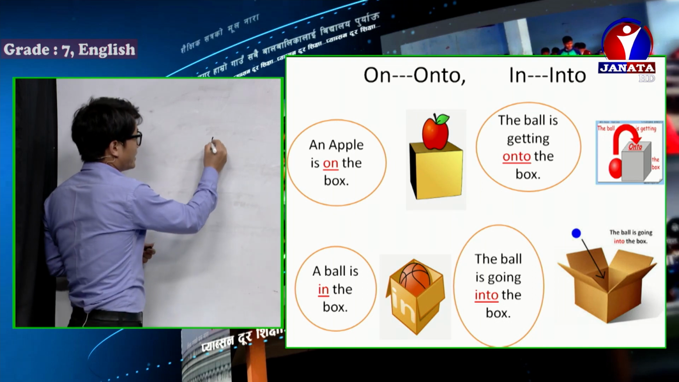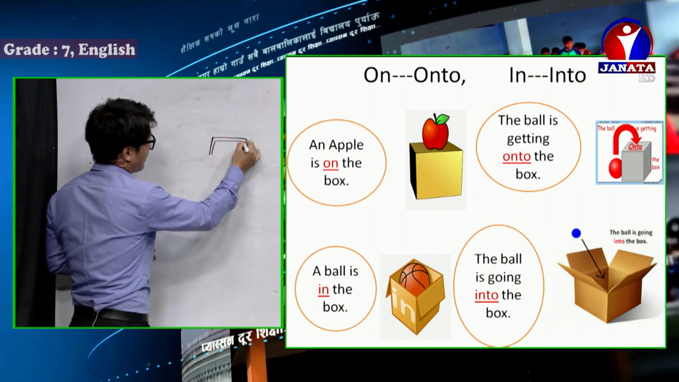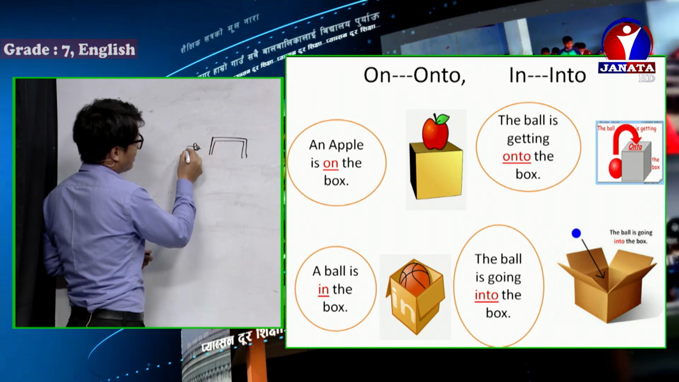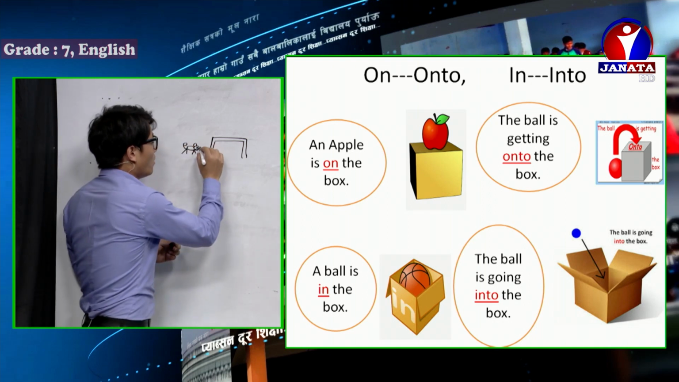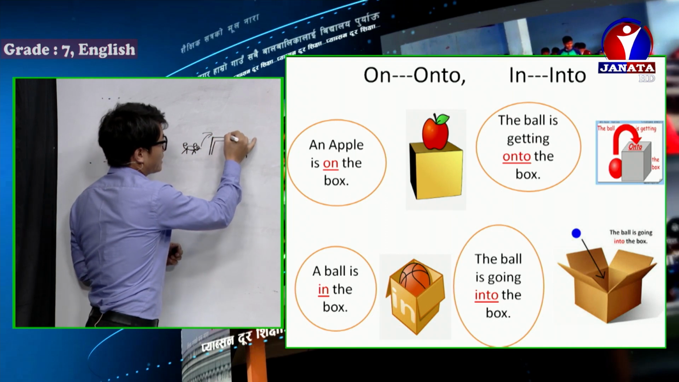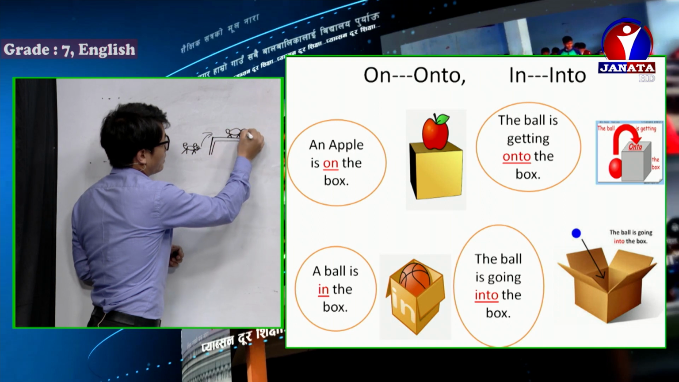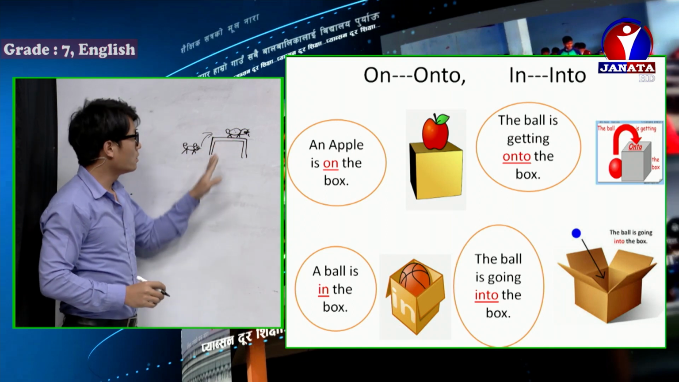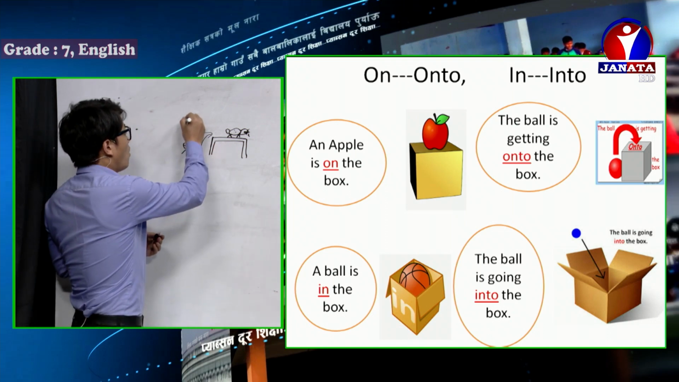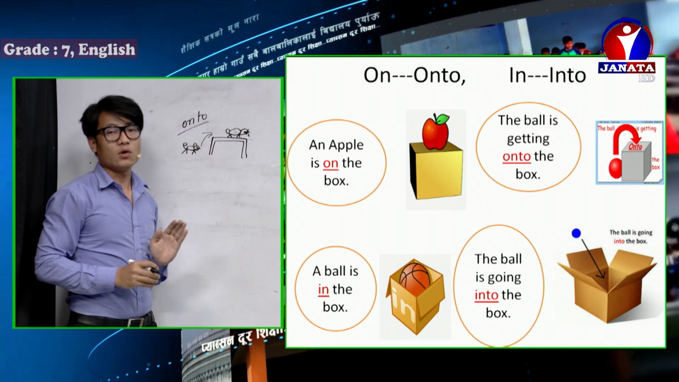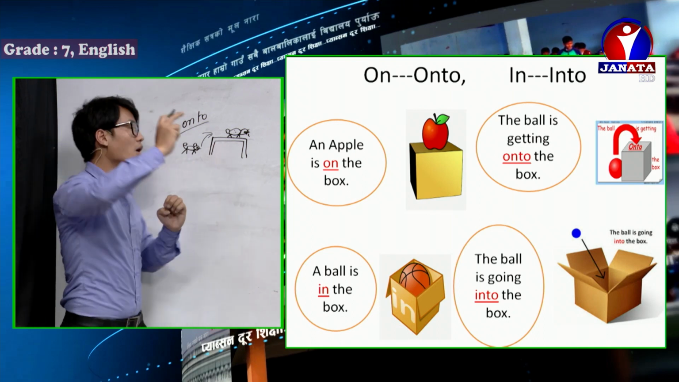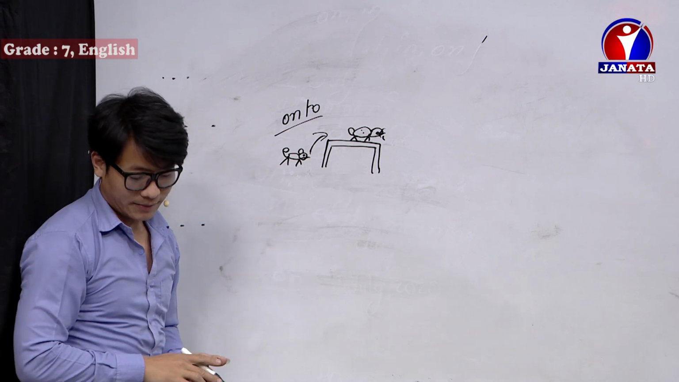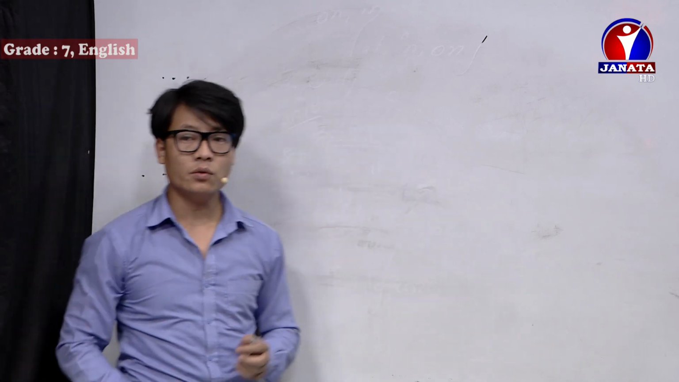Now let me give you an example here. This is a table. Let me draw the picture here. Table. This is a table. Okay? And here is a cat. And this cat wants to be on the top of this table. Okay, on the table. So this cat is going to jump to be on the table. So here we use the preposition onto because it's going to be. So a cat is jumping onto the table. You can see the arrow like this. Okay? So that is how we use onto, on, into, in prepositions.